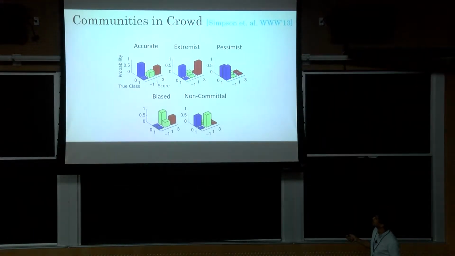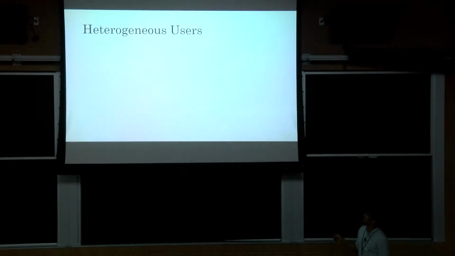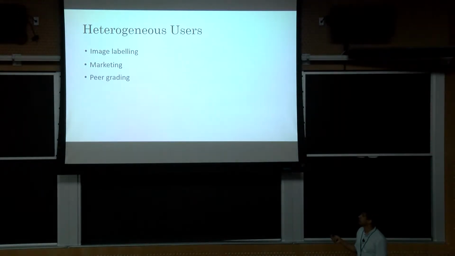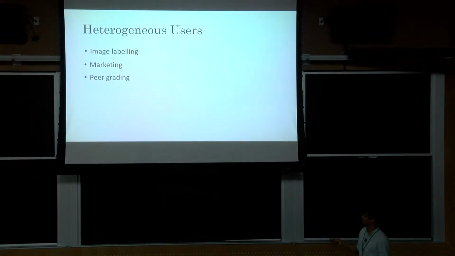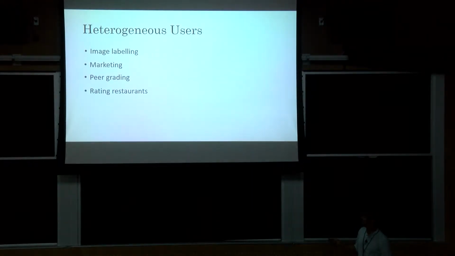Some users are accurate, some are extremists. They either give a score of -1 or 3. Some users are non-committal. They do not want to commit to a particular class. So whenever we have this kind of image labeling application, there is inherent heterogeneity among users. And it's prevalent in other applications, for example in marketing domains, or even in peer grading, where some students do not assign high grades to other students. Some are very flexible, even when rating restaurants.